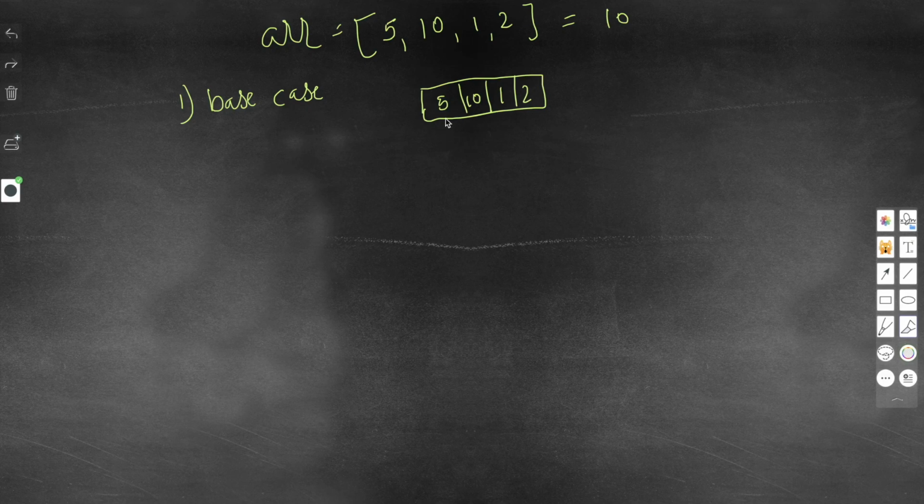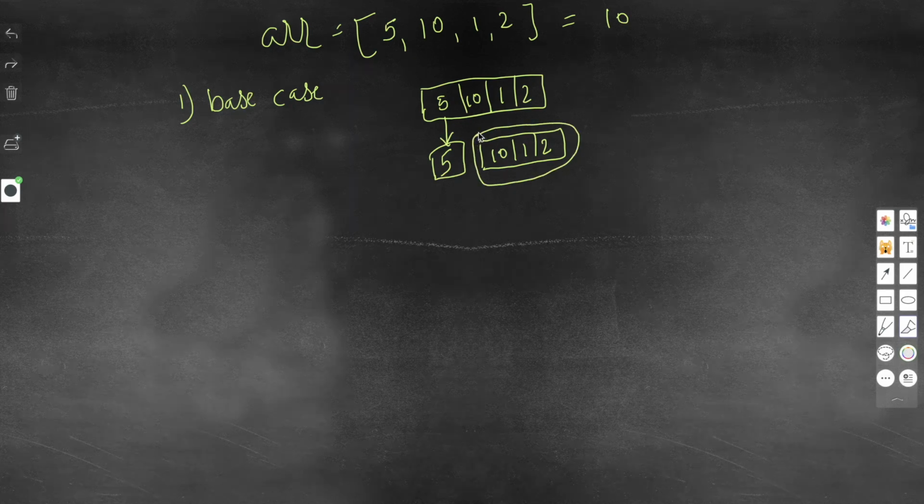What I can do is make a subarray. I will make 5 as one array and the rest of them, 10, 1, 2, as another array. I will tell the recursion, please bring the maximum from this array. Once I get the maximum, I will compare this 5 with the result I got from this array and update my max.